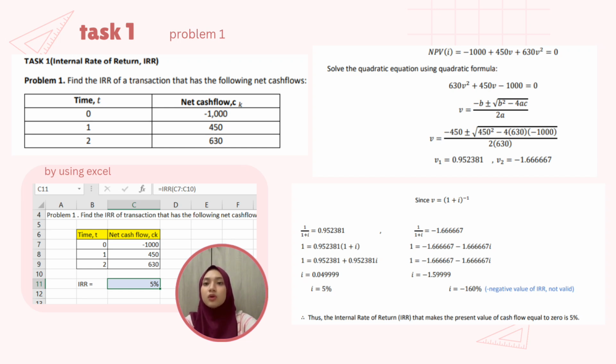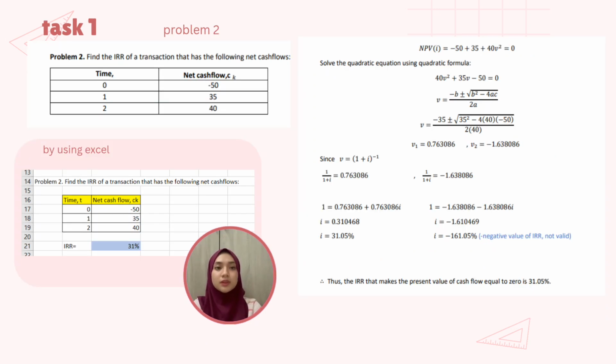Since v is actually (1 plus i) to the power of negative 1, which is the same as 1 over (1 plus i), we can calculate the value of i. For v1 we get i is 5%, and for v2 we get i is negative 160%, which is a negative value of IRR. So the conclusion is, the internal rate of return that makes the present value of the cash flow equal to 0 is 5%. We choose the 5% instead of the negative one. This answer is the same as calculated using Excel, which is 5%. So that's all for task 1.